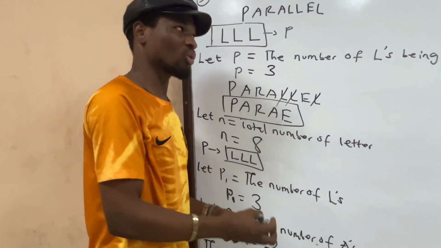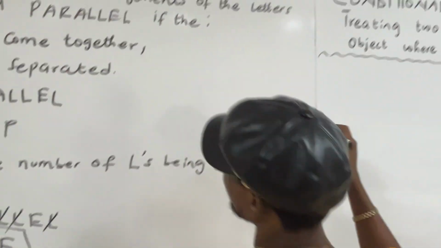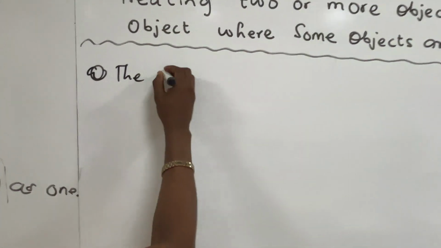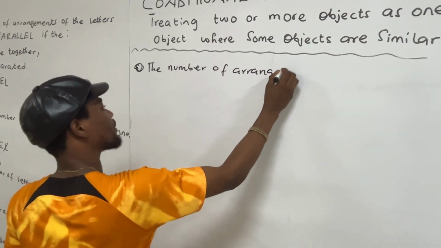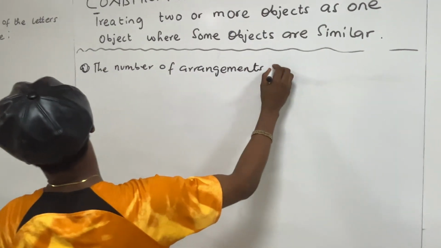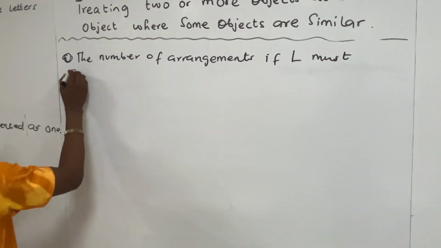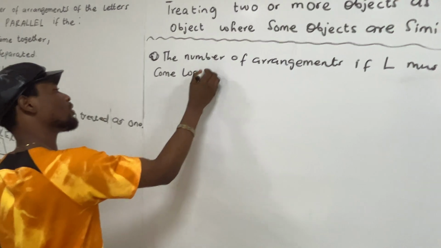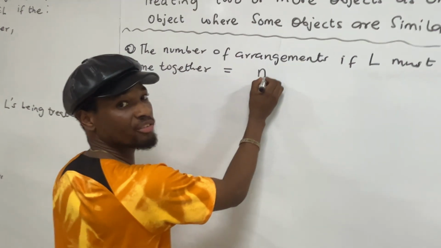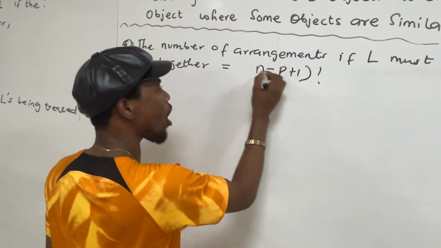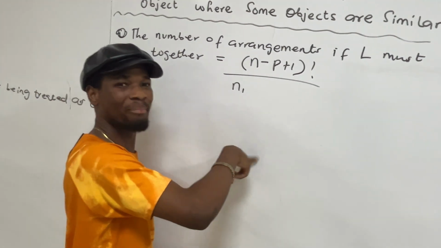So once you know this, once you are able to code the formula, you just substitute the values into the formula and that is your answer. So we say, okay, A, the number of arrangements if L must come together or must be treated as a unit is given by the formula, viewers, the expression (N minus P plus 1) all factorial, then all over N1 factorial times N2 factorial times N3 factorial.